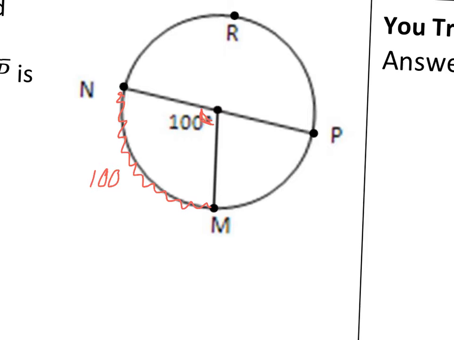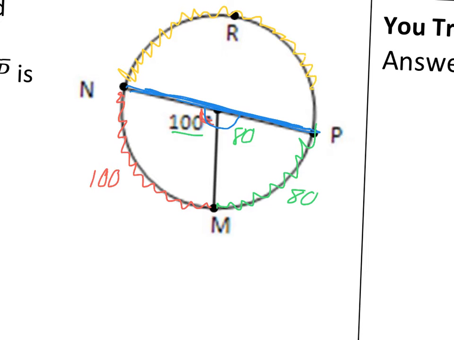Now, in addition to that, I notice that NP, this segment, is the diameter of the circle, which tells me that this is a straight angle. Therefore, if the left side is 100, the right side must be 80, which means that arc MP is going to be 80. Now, that only leaves me with one piece left. This arc up top, you could either call it arc NP or arc NRP if you want to use 3 letters, which is obviously going to be a semicircle, 180.